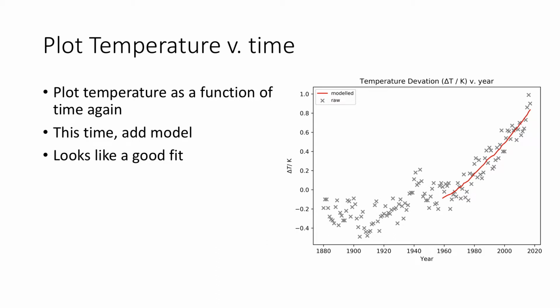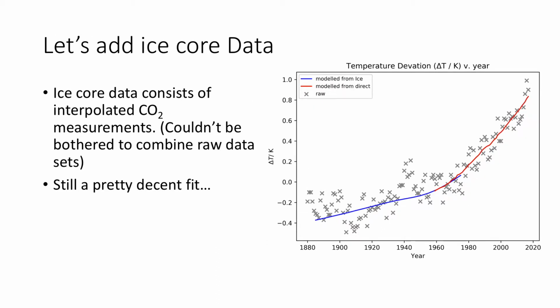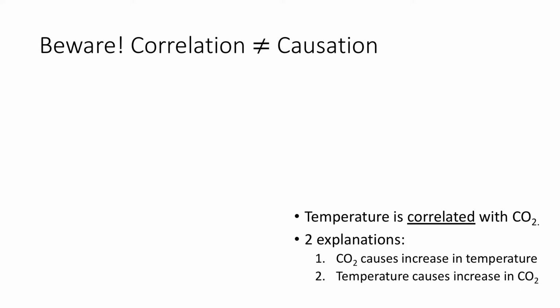We can add some ice core carbon dioxide measurements to test the model for time before 1960, and this is an okay fit, but not as good. Now, this is likely because the ice core data is smooth, and I am too lazy to pull together all the raw data sets. Now, overall, it is pretty reasonable to conclude that carbon dioxide and temperature are correlated, but we must be good scientists, because correlation does not mean causation.